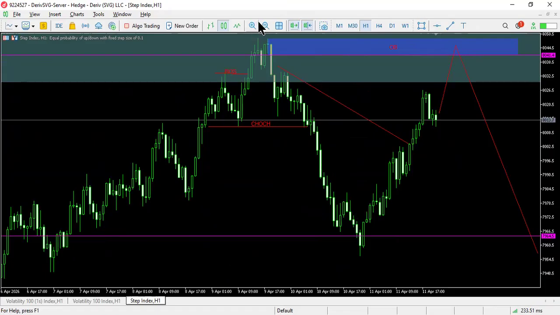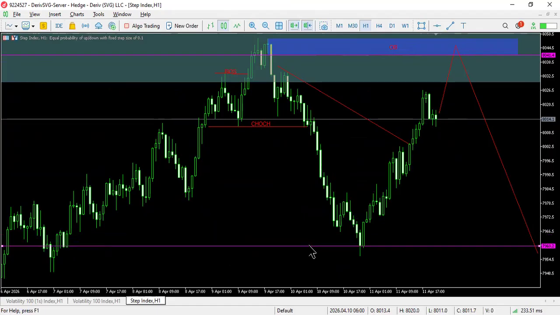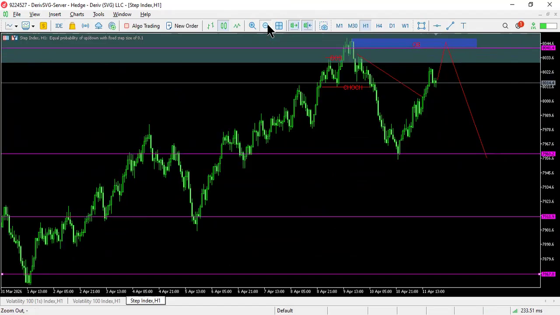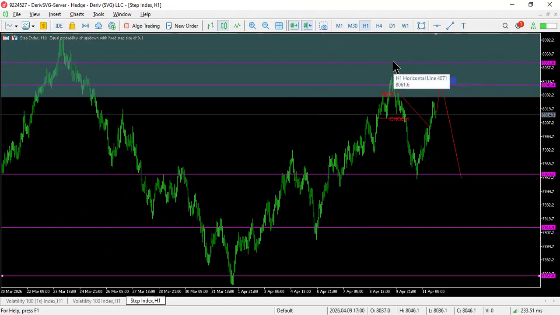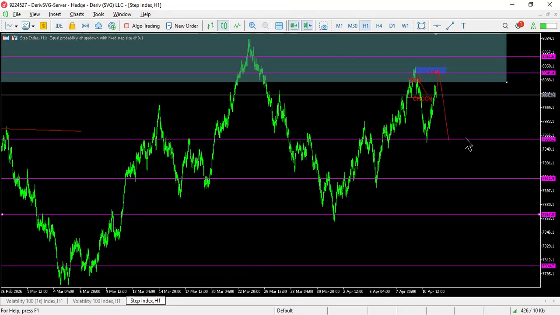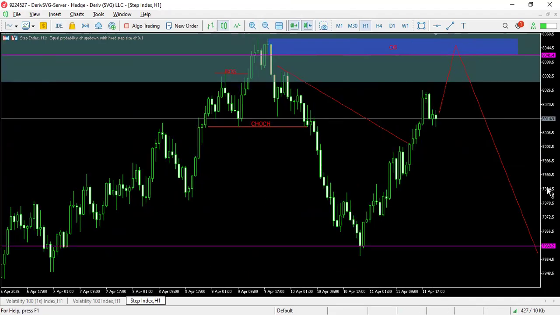Now, if you want to enter the trade with me, you can go ahead and place a sell limit on step index with your entry price at 8041.6, stop loss at 8061.6 with your take profit levels. The first take profit at 7960.2, second take profit at 7911.9, third take profit at 7867.8, fourth take profit at 7804.7, and always apply proper risk management.